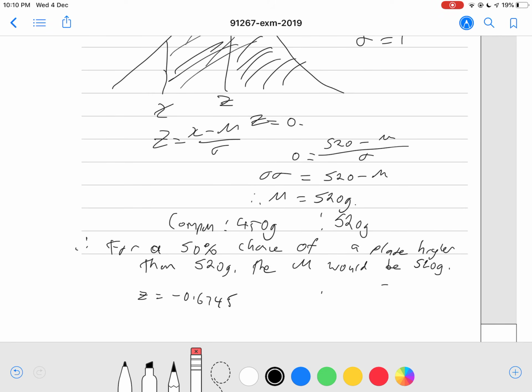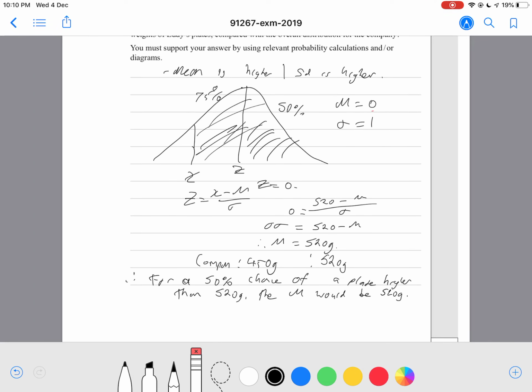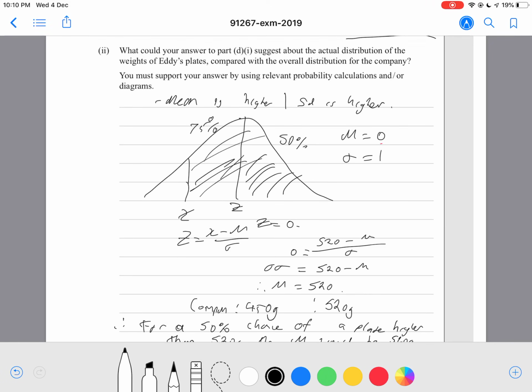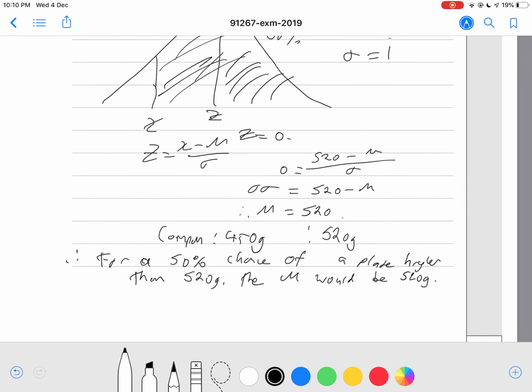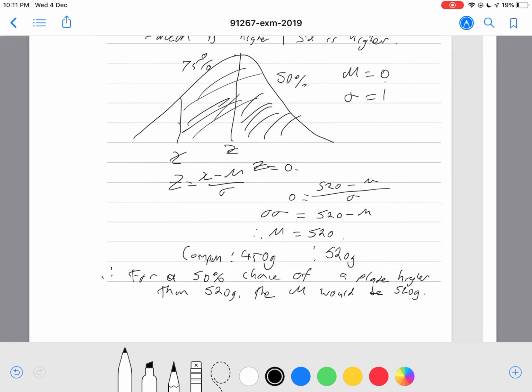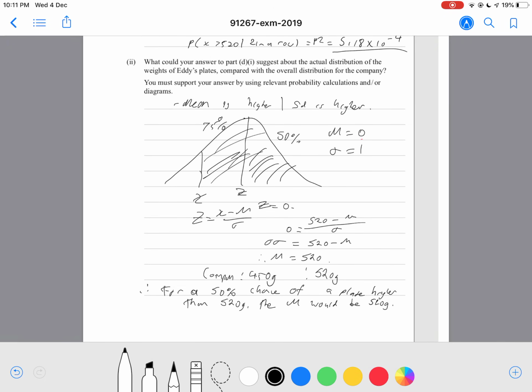Yeah, apologies guys. I'm not too confident on this question in particular, so we're just going to leave it here. For a 50% chance of a plate higher than 520 grams, the mean would have to be 520 grams. So I will say that the mean will be higher and the standard deviation will be higher, and for a 50% chance of a plate higher than 520 grams, the mean will have to be 520 grams. That's all I could think of for this question.